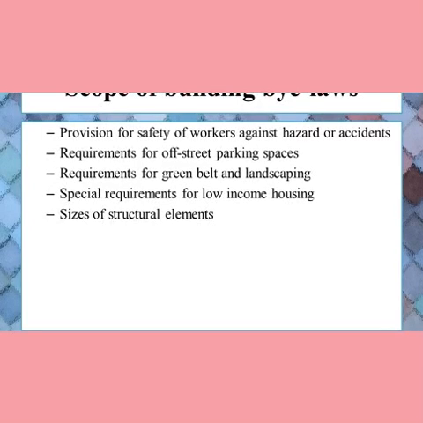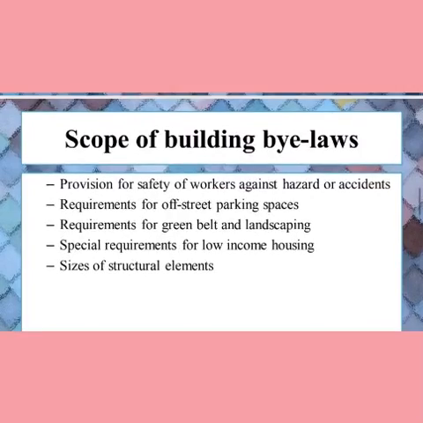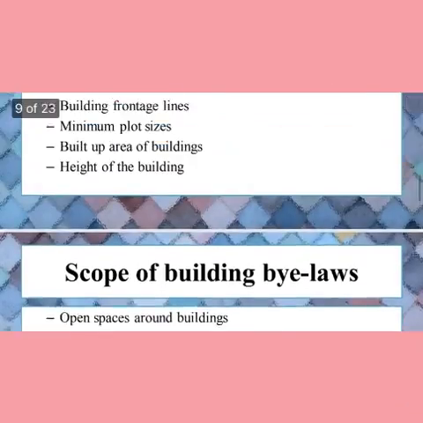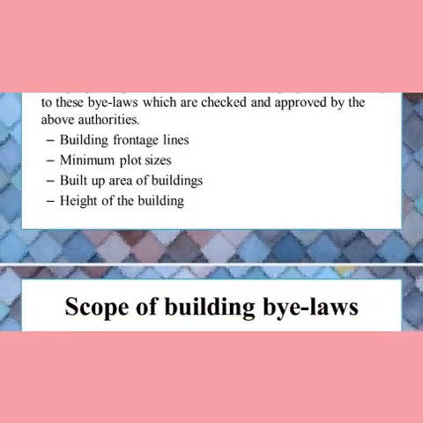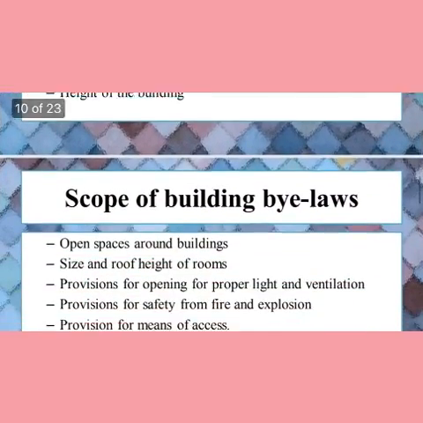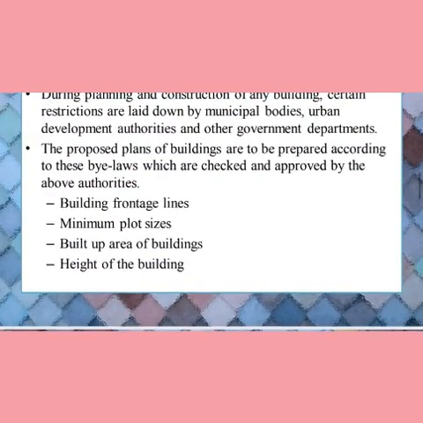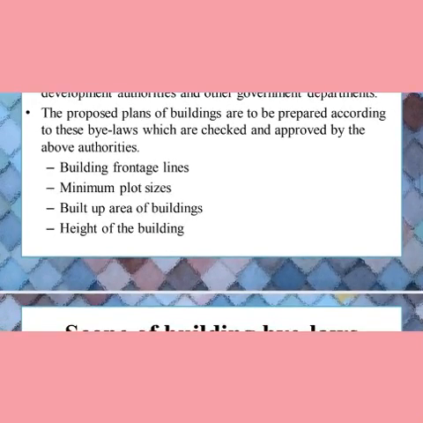Then once more, the provision for safety of workers against hazard or accident. Requirements for off-street parking spaces. Requirements for a green belt and landscaping. Special requirements for low income housing. Sizes of structural elements. These are the scope of building bylaws. So by using building bylaws, we can achieve this type of plan.